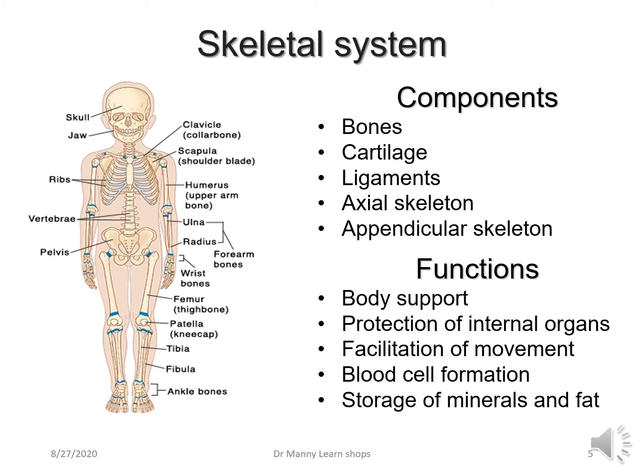The skeletal system consists of bones, cartilage, ligaments, and it has two skeletons: the axial skeleton and the appendicular skeleton. Its function is primarily to provide body support and structure, protect internal organs, especially the vital organs such as the heart, the lungs, the brain, even though all organs are vital. It's to facilitate movement and the formation of blood cells. Also, storage of minerals and fat.